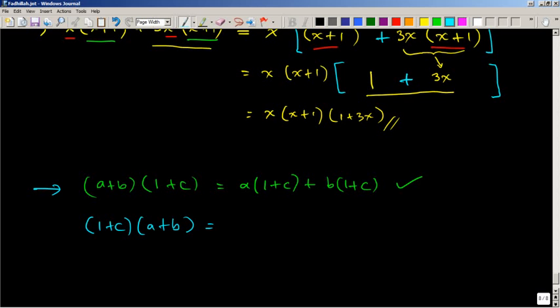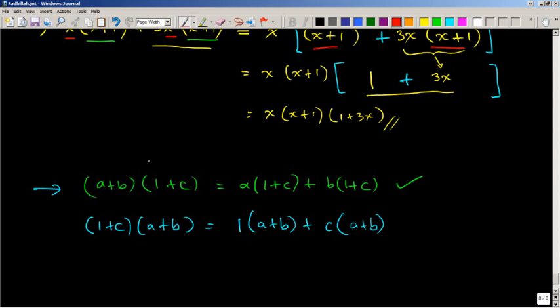One, A plus 1B plus A plus CB. Plus C, C plus, macam ni. Yeah. Kan? Yeah. Okay, which is right.